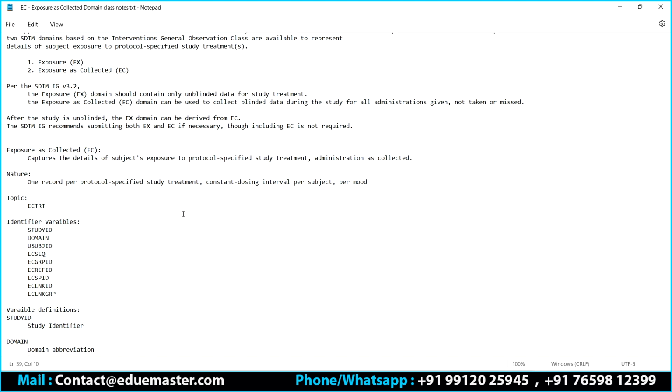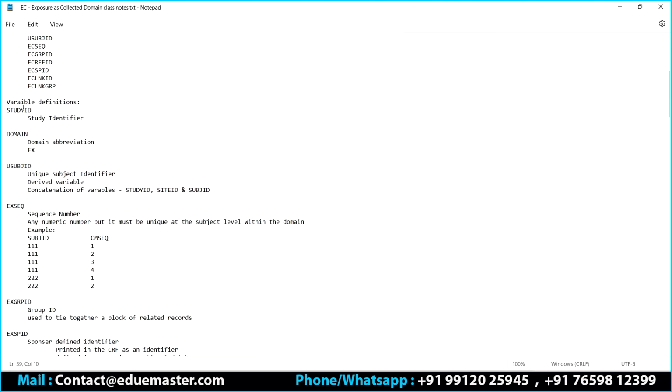That is the reason I just want to use the same notes here as well to explain the variables. Then variable definitions: study ID is nothing but a study identifier which is mentioned in your protocol, which is also mentioned in your unrated CRF.